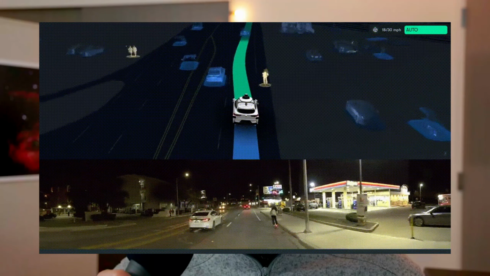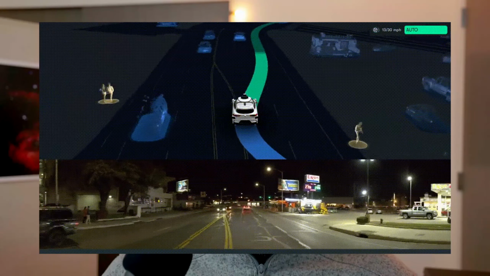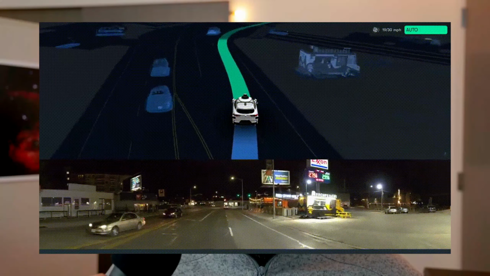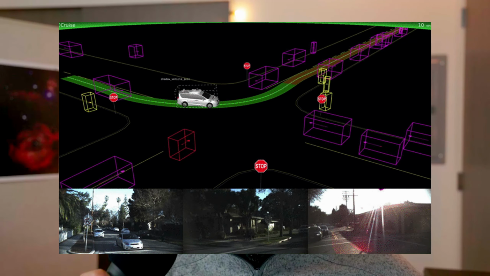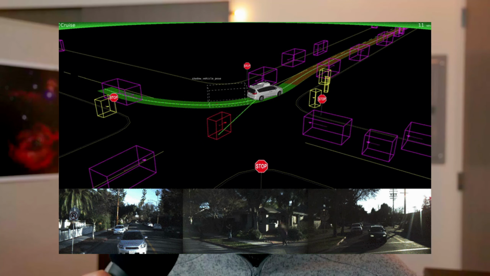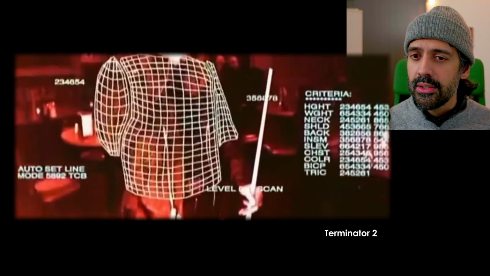Think about self-driving cars. They rely heavily on computer vision to navigate the world. Image segmentation is used to identify pedestrians, cyclists, other vehicles, road signs, lane markings, everything they need to see to drive safely. It's like giving these cars a much more sophisticated way of seeing and understanding their surroundings.